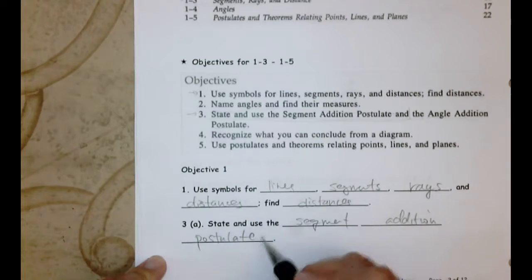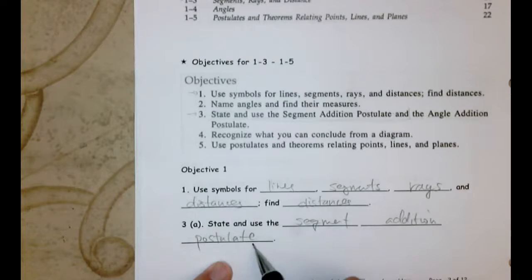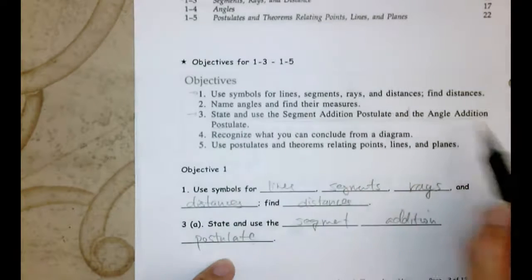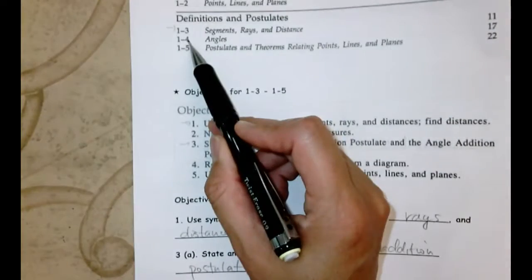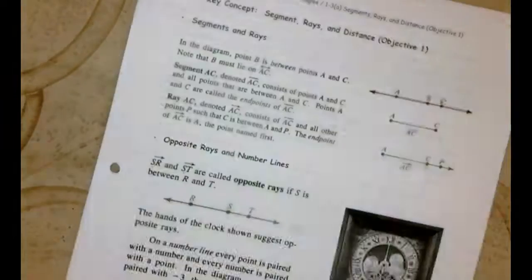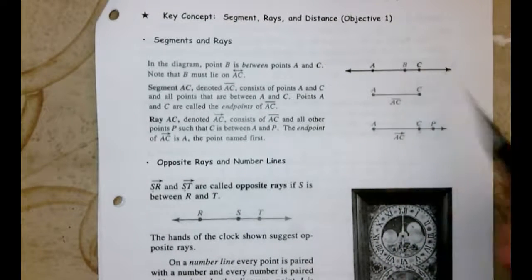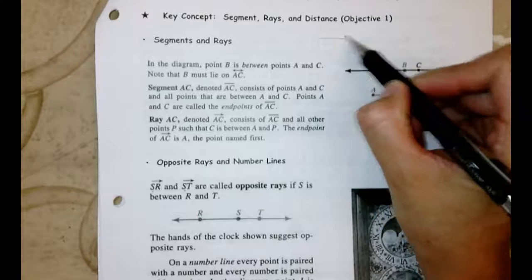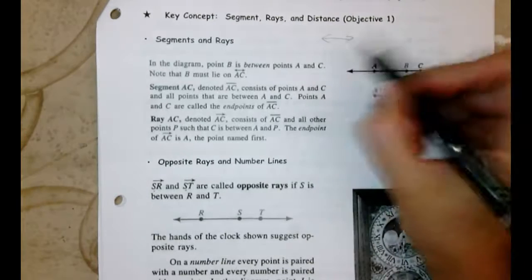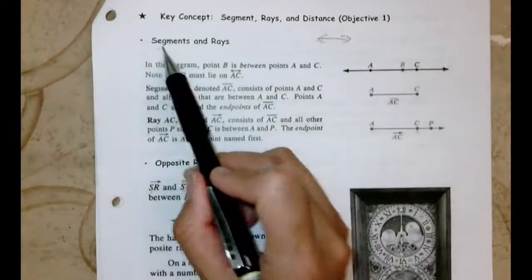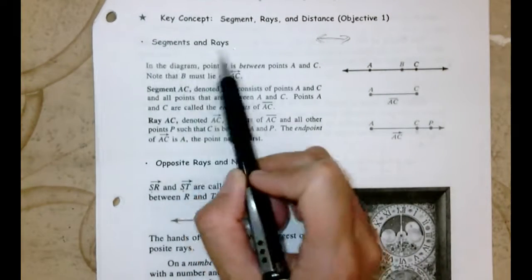Now, I think the word postulate is new to you, so we'll talk about that a little bit later. There is another postulate called the angle addition postulate, and this is in section 1-4. All right, key concept: segments and rays. We learned the line, right? Line has this symbol. And now we are adding the concept of segments and rays.